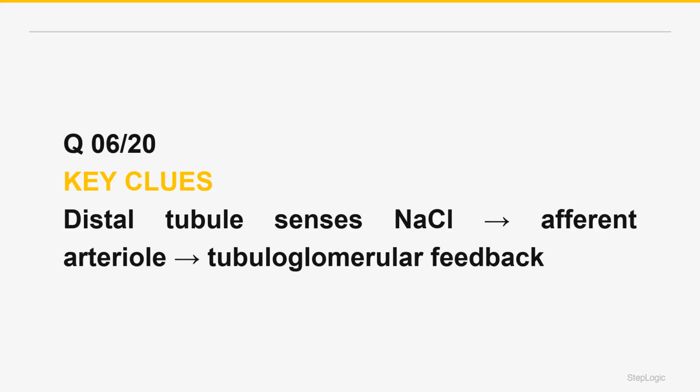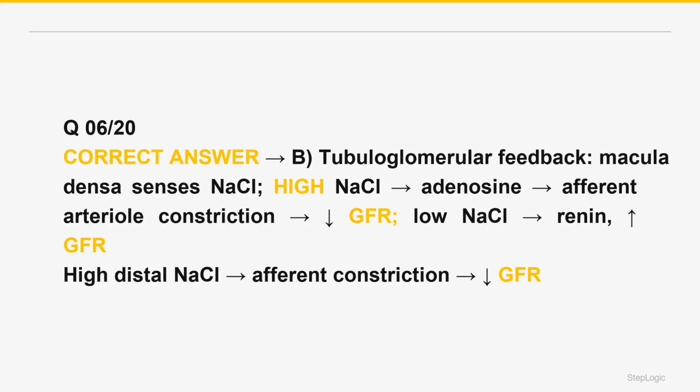This is tubuloglomerular feedback, a key intrinsic autoregulatory mechanism that keeps each nephron's GFR relatively constant. The sensor is the macula densa, specialized cells in the early distal tubule that sit against the afferent arteriole and sense the sodium chloride concentration of the tubular fluid. The NaCl delivered to the macula densa is a proxy for the filtration rate of that nephron. Correct answer is B.